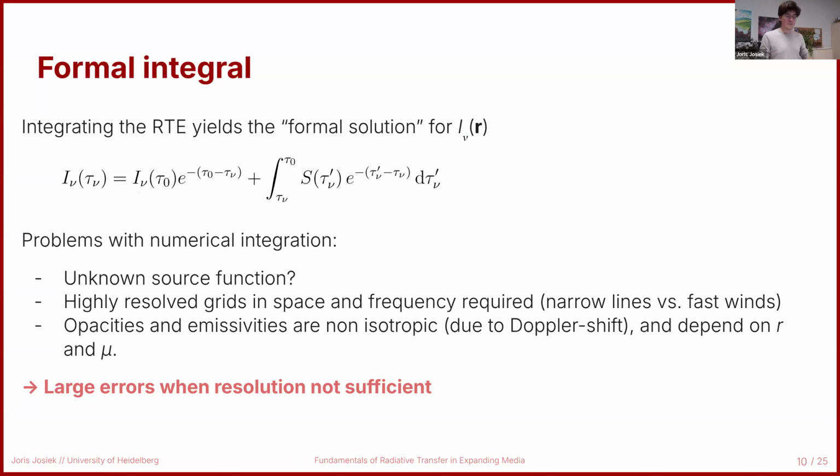emissivities are not isotropic because of the Doppler shift. Depending on which direction you look at a specific atom or a specific gas parcel from, it will have a different relative velocity to you. So the line will be Doppler-shifted into different frequency space, depending on which direction you look at it. So opacities and emissivities are therefore direction dependent. And they also depend on the location, of course, in the star itself.